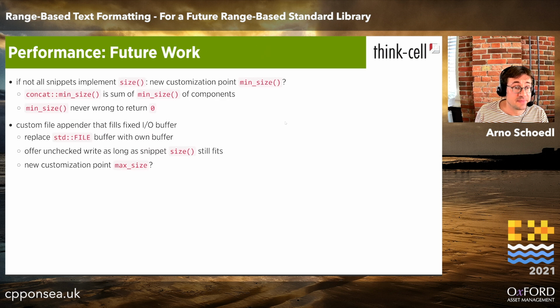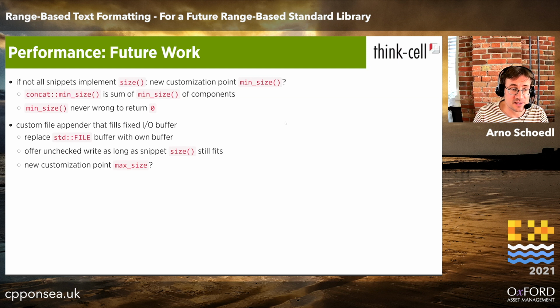All right. Here is some future work we could do with performance. Now, we always check the size in the beginning to do the reallocation. Maybe some of the pieces of our concatenation don't support size, and then we can't get the size for the whole concatenation. Well, we could implement a customization point, say min size, that just calculates a lower bound. It's essentially the sum of the min sizes of the components, and you can always return 0. So you would basically calculate the least number of characters you will definitely need, and you can already do the allocation for them, so you don't have to repeatedly reallocate.